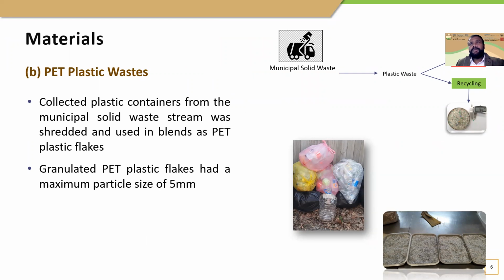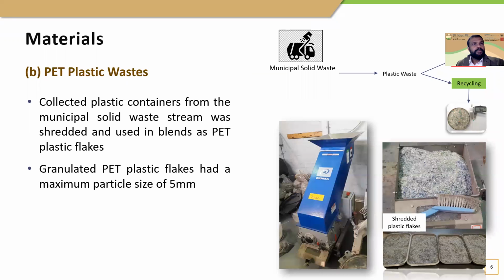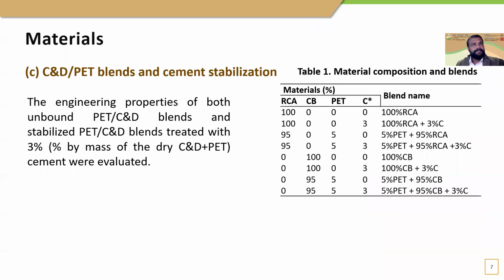Here, the soft drink PET bottles usually have a polypropylene cap, bottleneck ring, and plastic labels assembled around them using adhesives. The plastic containers were washed, dried, and shredded into 5 mm particles using a Zerma granulator. And this is the granulator, and these are the shredded plastic flakes of 5 mm particles. And these are the blends which are used in this research.